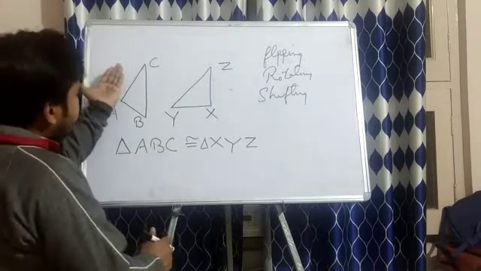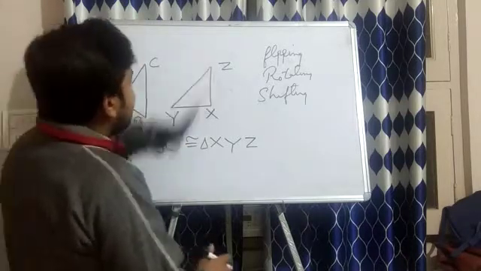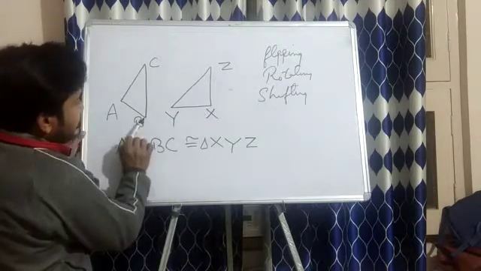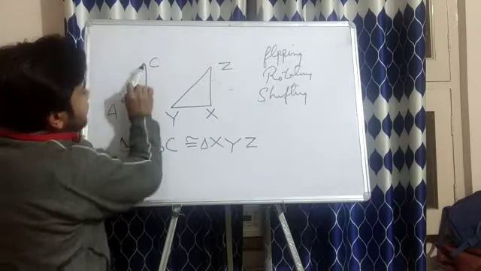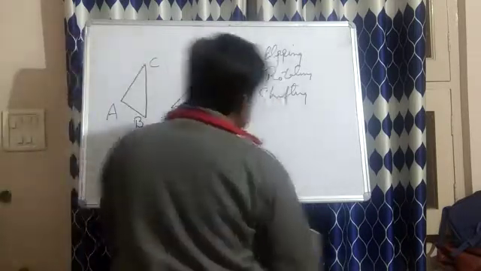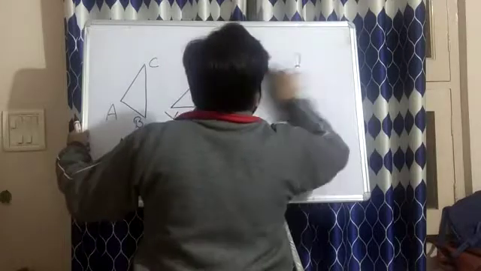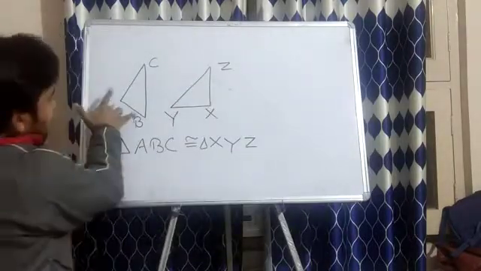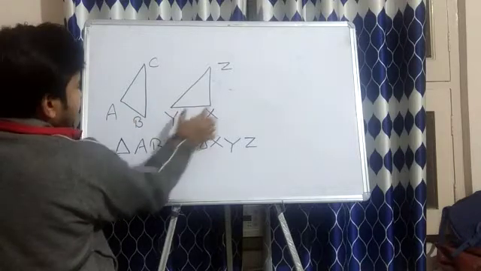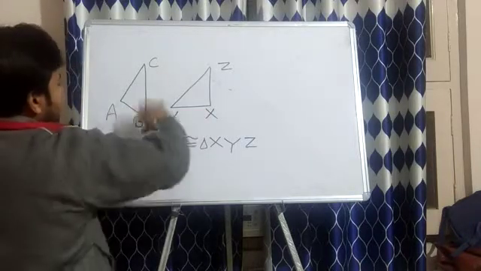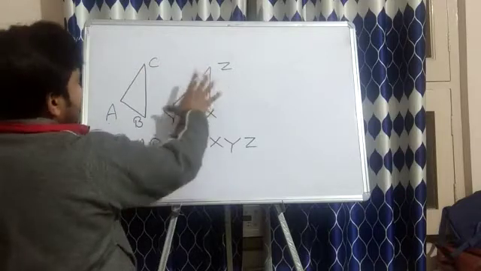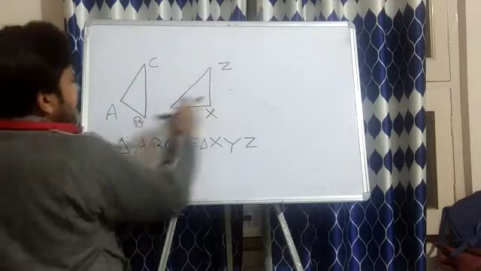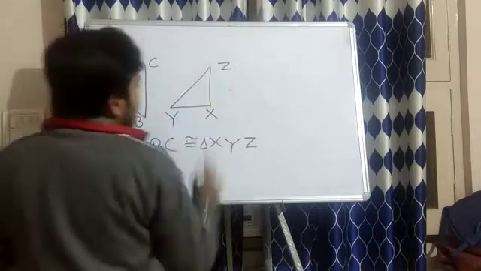Because suppose I superimpose this triangle over triangle XYZ, then A will fall over X, B will fall over Y and C will fall over Z. So if two triangles are congruent, then these corresponding angles will be equal. Similarly, the length of AB will be equal to the length of XY. Similarly, BC will be equal to YZ and AC will be equal to ZX.